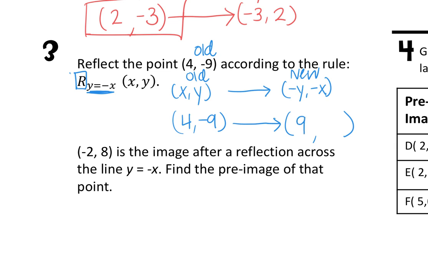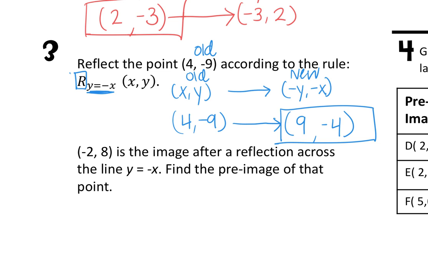I'm going to grab that 4 and I'm going to put it second in my point, okay? But originally it was a +4. Now it's going to be a -4, okay? And we have our new point. We swapped the position and we changed the sign of those numbers as well.